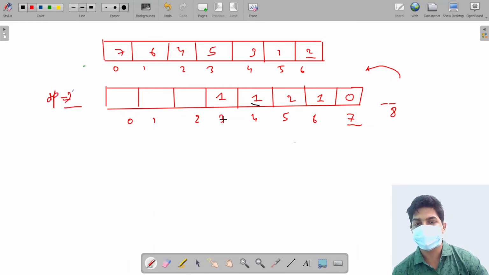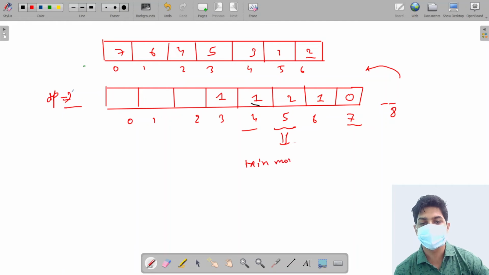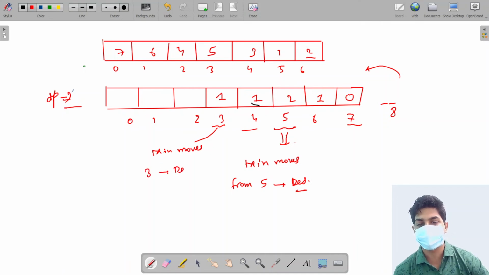Okay, now let's see what is stored at each location. What is stored at index number 5? At index number 5, the minimum moves from stair number 5 to the destination are stored. At index number 3, what is stored? Minimum moves from stair number 3 to the destination. So at 0, what will be stored? Minimum moves from 0 to the destination.